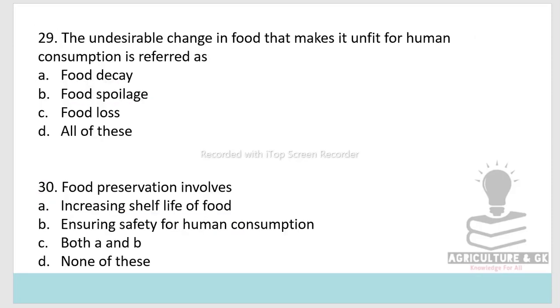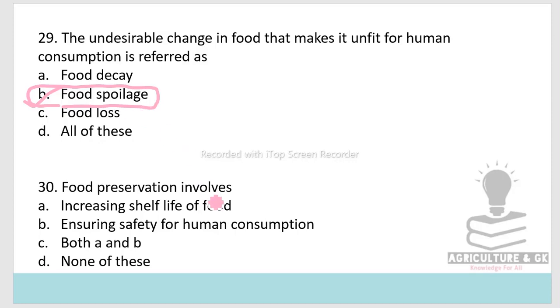Now moving next. The undesirable change in food that makes it unfit for human consumption is referred as food decay, food spoilage, food loss, all of these. So the changes in our food which make it not suitable for consumption, that is known as food spoilage. When our food goes bad, it's not right to eat it, it can lead to several diseases. So it is referred as food spoilage.